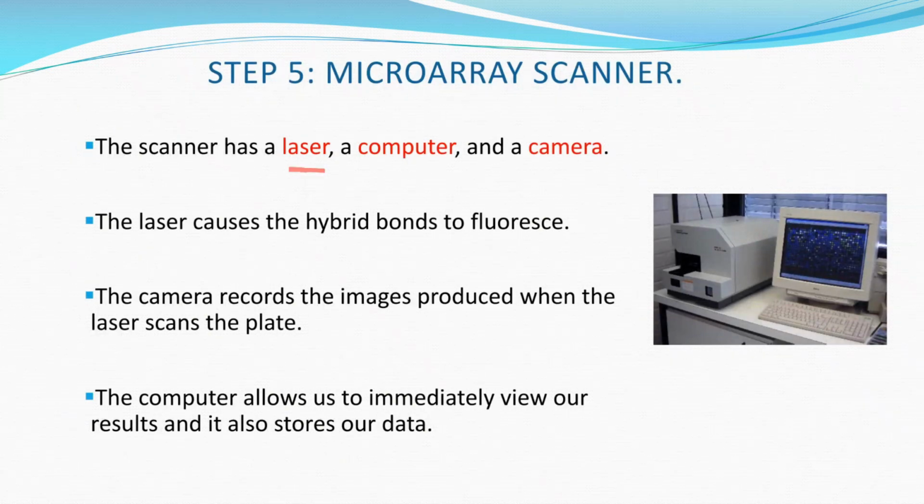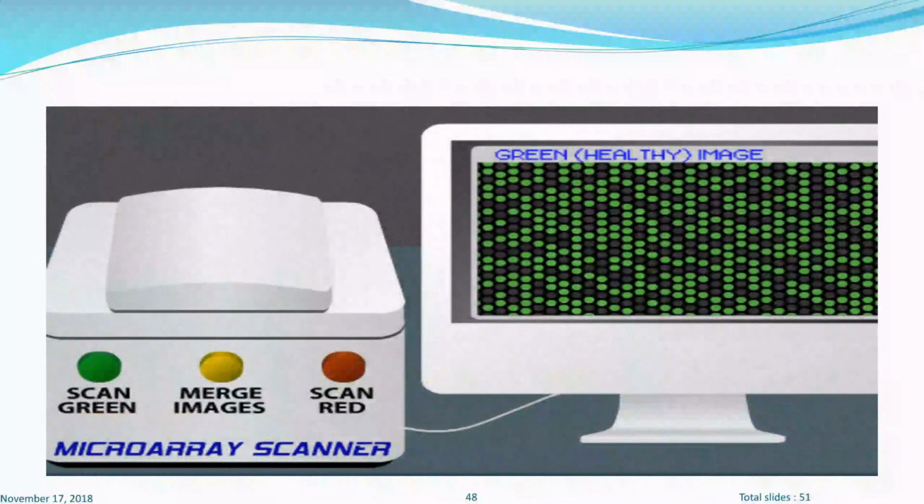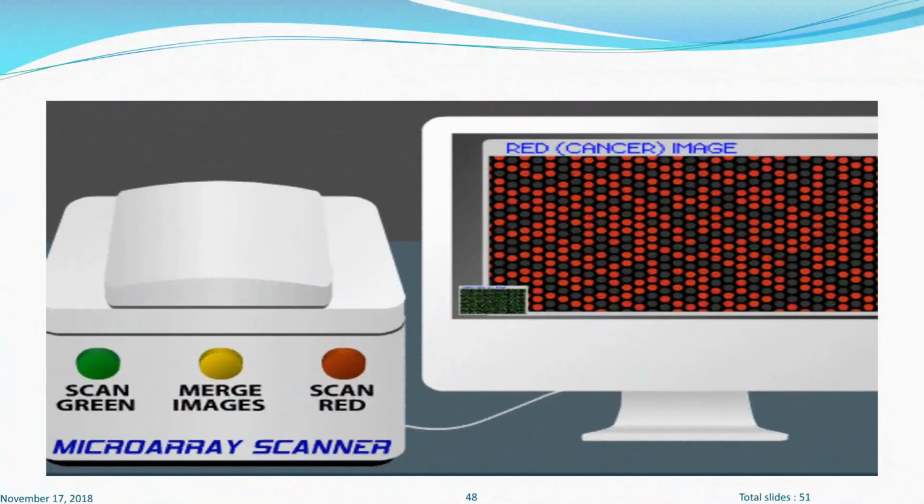Then comes the scanner containing the laser, computer and the camera. So this is the animated picture of the scanner. It has 3 buttons of green, yellow and red. First we scan green, that is the gene which is expressed in the control sample. Then we scan red, the gene which is activated in the patient or tumor cells.